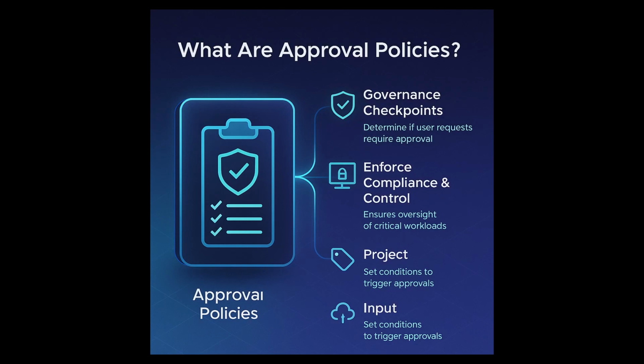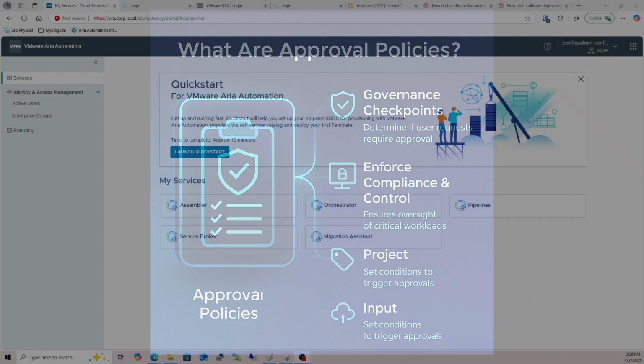What are approval policies? Approval policies in VCF Automation are governance checkpoints that make sure critical deployments are reviewed before moving forward. Whether you're protecting production environments or managing high-cost workloads, approval policies allow you to inject human review exactly where it's needed, without sacrificing the speed of cloud automation. So let's take a look at how to create an approval policy and leverage it to provide governance within your cloud environment.